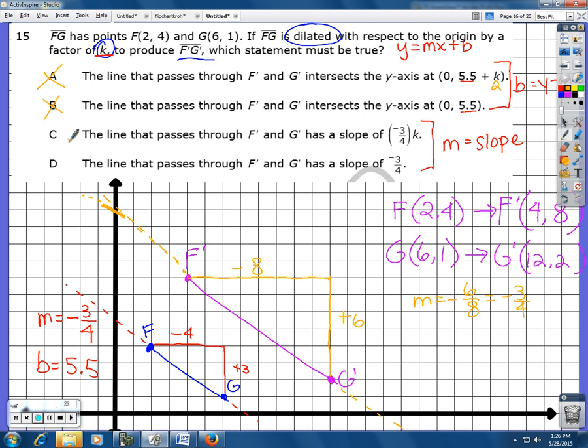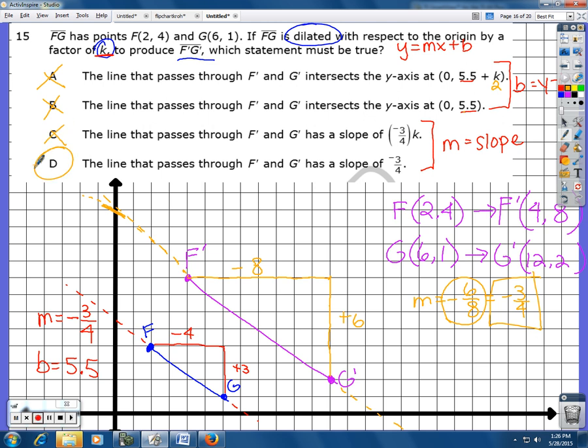Okay, this one says that the line that passes through f prime and g prime has a slope of negative 3/4 times k, which is our factor. Technically, yes, it does, because negative 3/4 times 2 gives us this slope right here. But here's the thing. Slope always needs to be in the simplest form. Okay, this is not simplest form. Once you reduce it, this is simplest form. Okay, so the correct answer would be D.